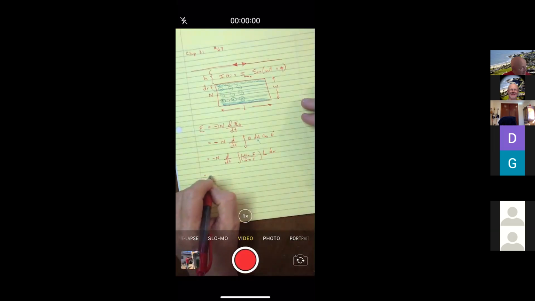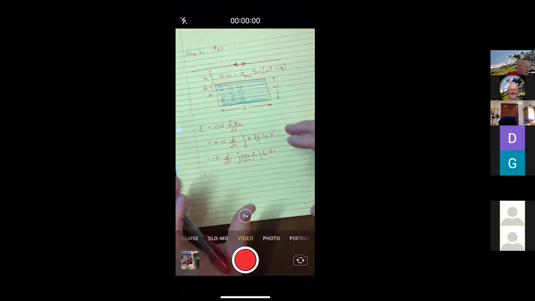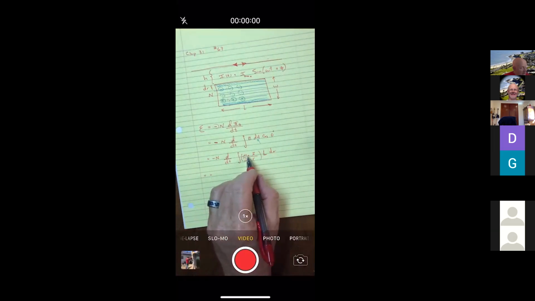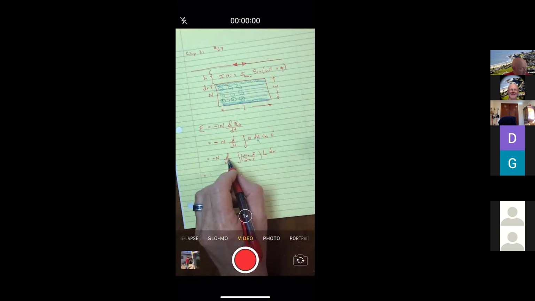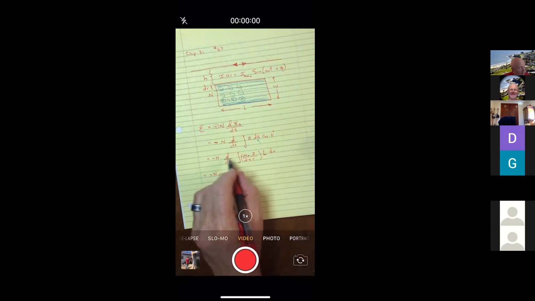And so now I can look at what I have and start pulling things out. Mu naught is a constant not only in space but also time. So I'll pull the mu out all the way, not only in front of the integral, but in front of the derivative.